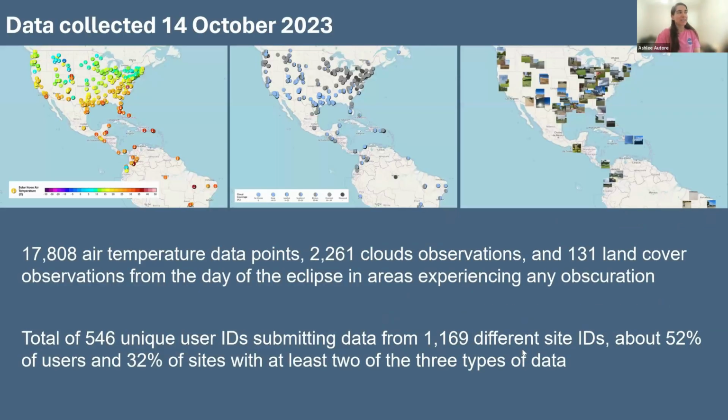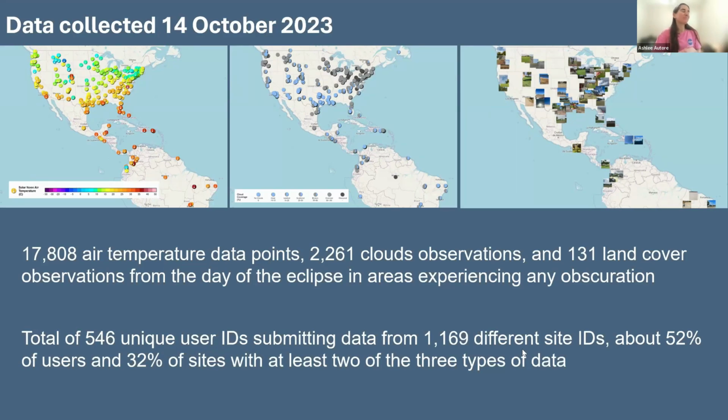Now here's a little snapshot of the data from the October partial eclipse. I hope you can see we have the air temperature on the left, cloud coverage in the middle, and then your land cover photos on the right. Again, we love seeing everything you submit to us, so please do that. All of your data points matter. We do study them. We will use them in research projects. And I hope you can see we really did. Maybe you can recognize one of your points here and say, hey, I know that observation was mine.